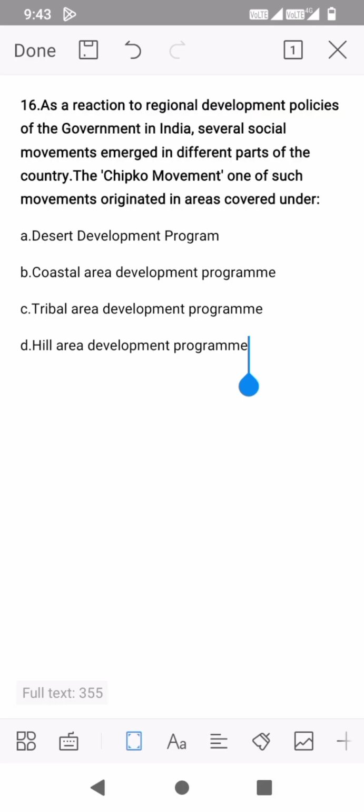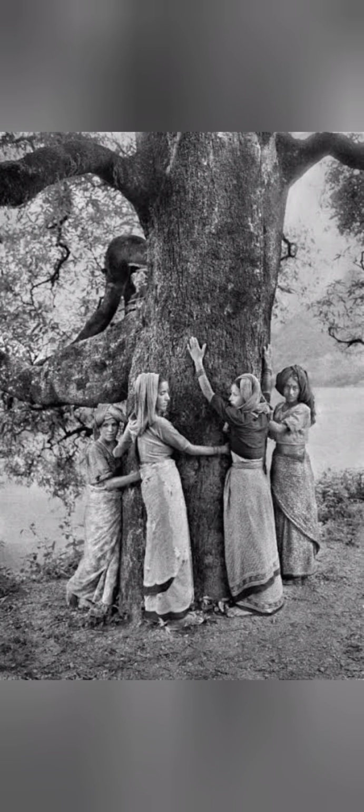The 16th question is: as a reaction to a regional development policy of the government in India, several social movements emerged in different parts of the country. So, the Chipko movement, one of such movements, originated in areas covered under which program? The options are A. Desert Development Program, B. Coastal Area Development Program, C. Tribal Area Development Program, and D. Hill Area Development Program. And the right answer is D, Hill Area Development Program.